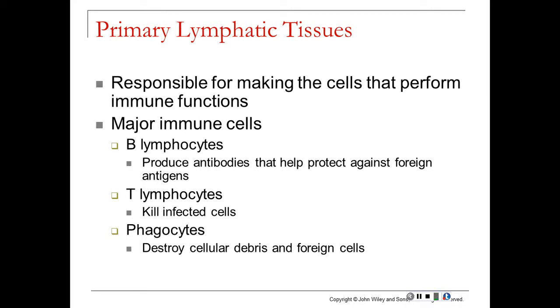T cells, or T lymphocytes, kill infected cells. So in other words, when your body is being attacked by a foreign substance, and we'll get into this more when we talk about the immune response, literally those foreign substances, bacteria and viruses, invade your own cells. And so the T lymphocytes kill those cells that have been infected with an invading virus or bacteria. Phagocytes destroy foreign cells, so they're going to destroy those viruses and bacteria. They're also going to destroy any cellular debris. Phagocytes are like the little Pac-Men that float around our blood and lymph and gobble up any junk that shouldn't be there.